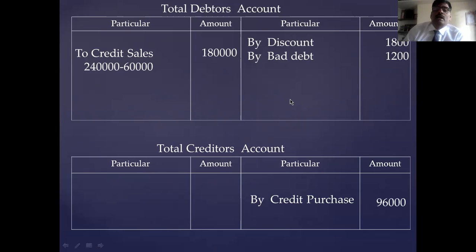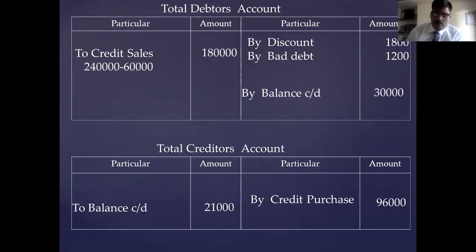After this, balances are there. Closing balance. You take the closing balance. Closing balance of debtors is 30,000. Closing balance of creditors is 21,000. Problem completed. All the items completed. Serially, you go through the problem from the starting to the last and enter the transactions. Then you start the closing process. Sorry, debtors account I will close first.